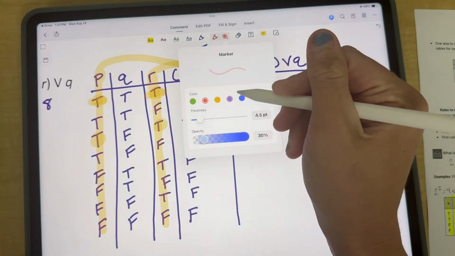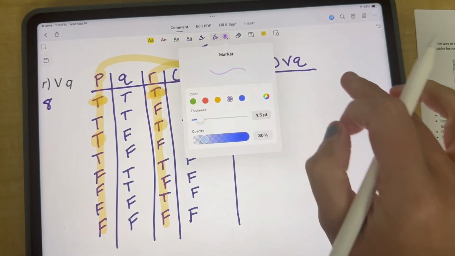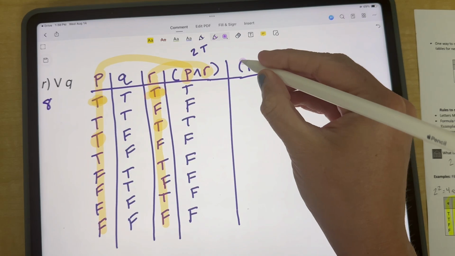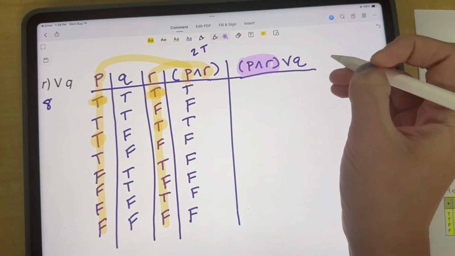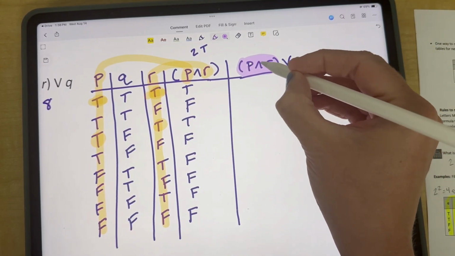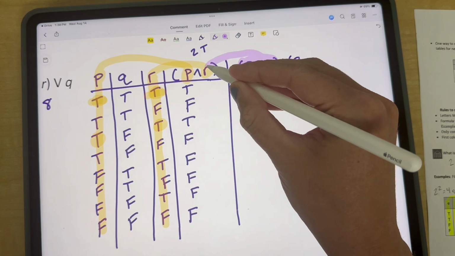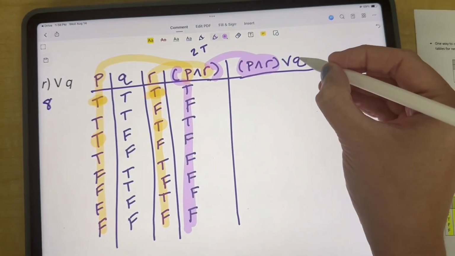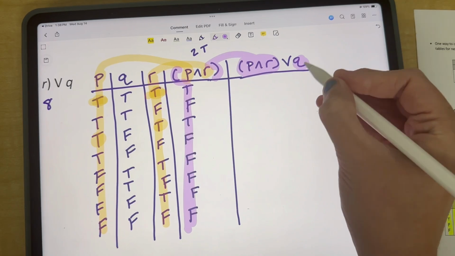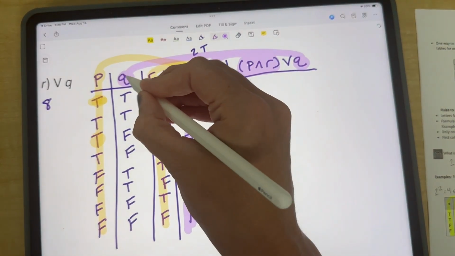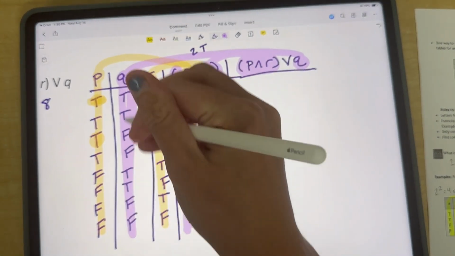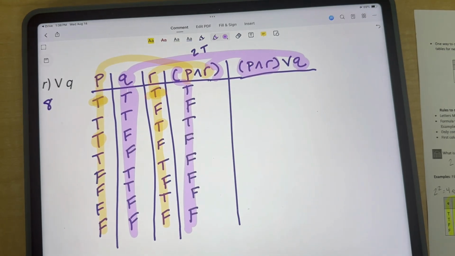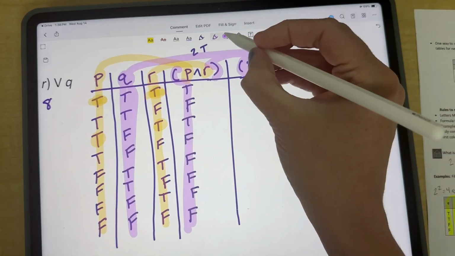Okay, grab a different color. I'll do purple this time, that's fun. Again, once you have a parenthesis, you have a column for this whole parenthesis. That one is this one right here. Here's the parenthesis column. So I'm going to go to Q, highlight Q, and highlight all of Q. Again, you can only do 2 columns at a time.